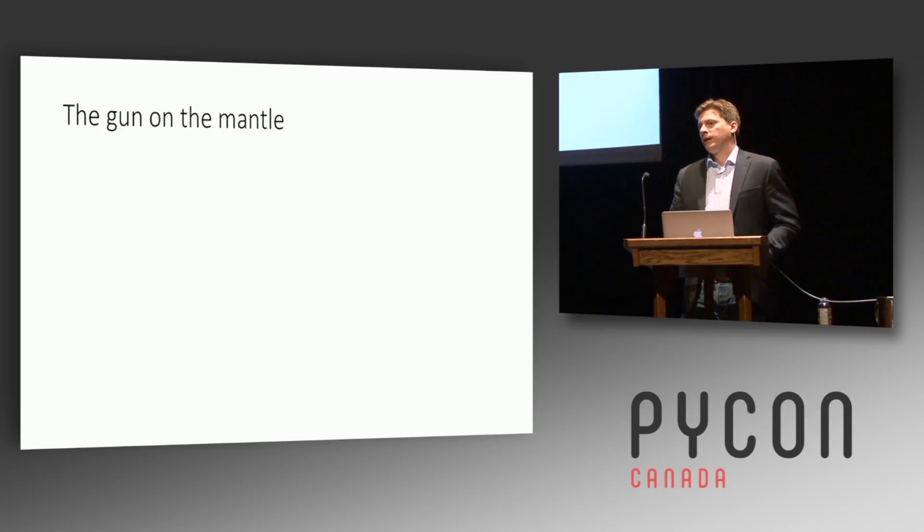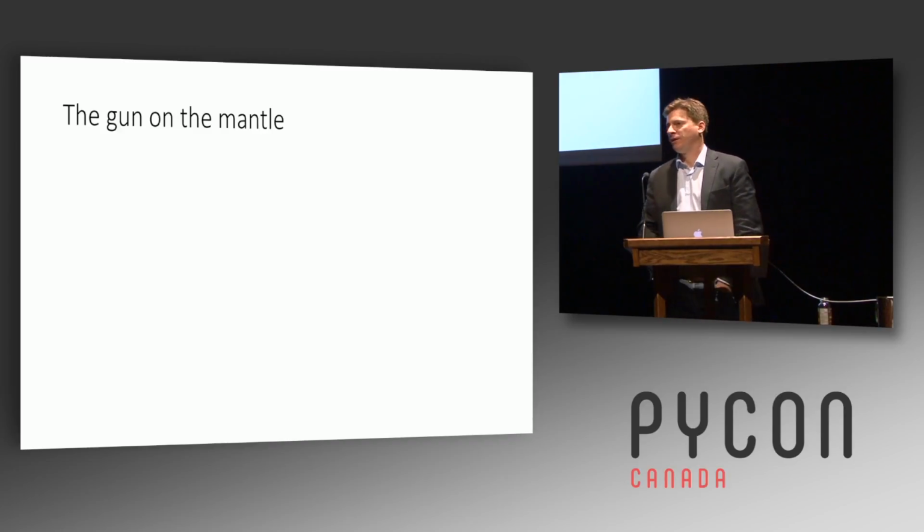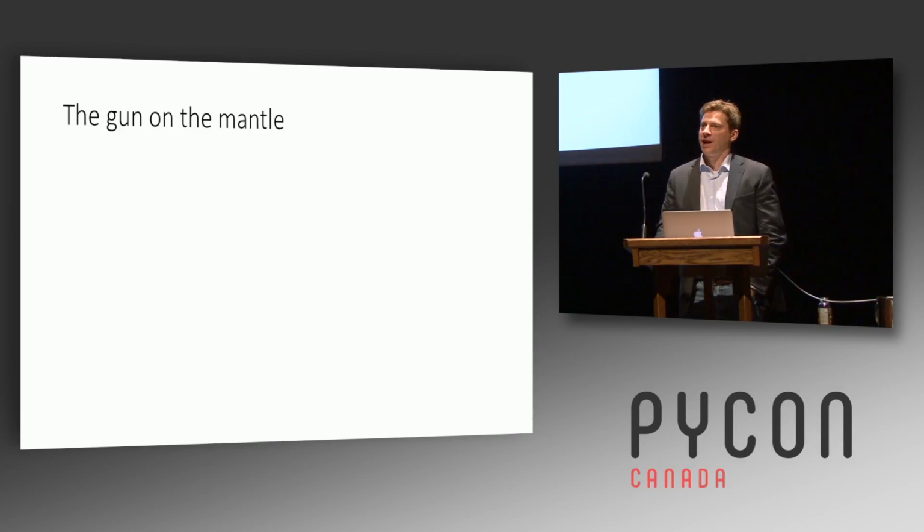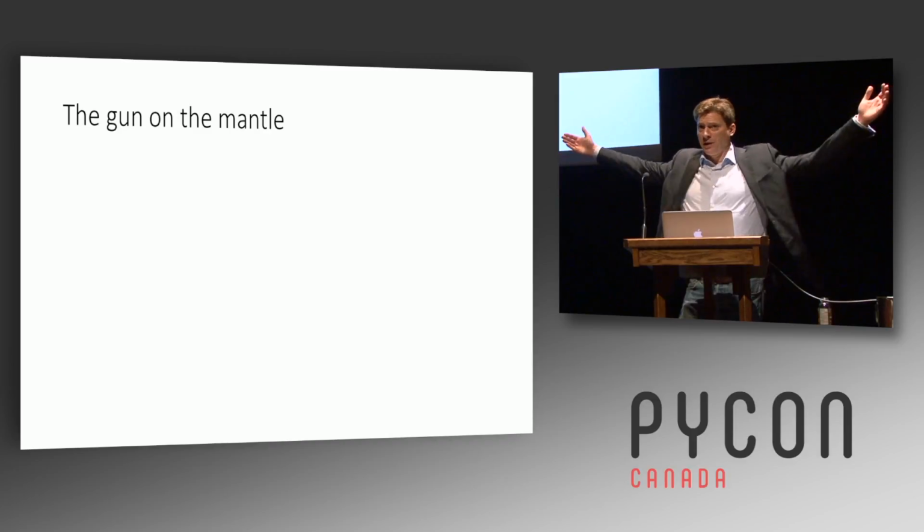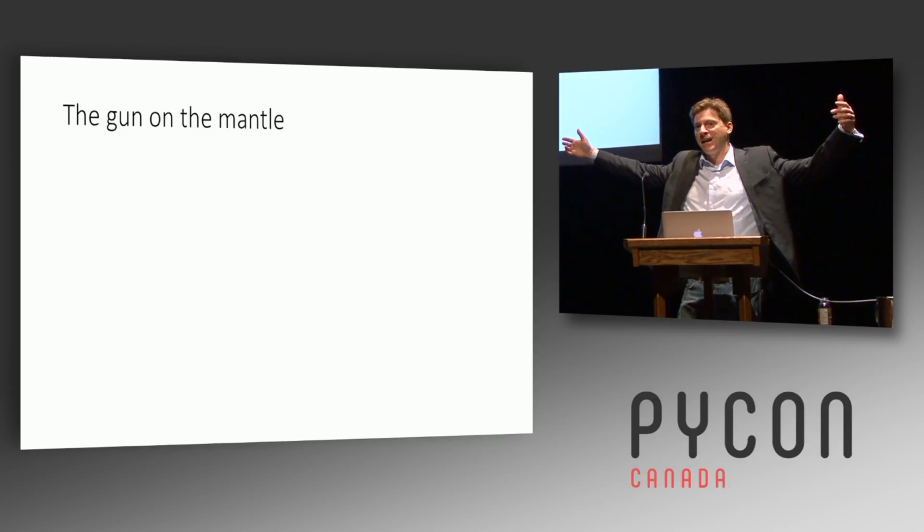The gun on the mantle. So in the theater, the saying is if there's a gun on the mantle in Act 1, it should go off in Act 3. The reason is you have the whole play to build up suspense about what's going to happen with the gun. And the people in the audience get enjoyment out of wondering, is this going to happen? Is that going to happen?